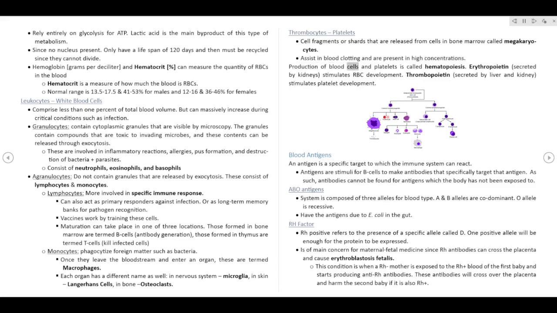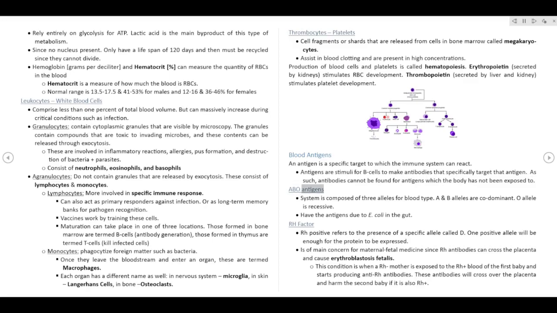Production of blood cells and platelets is called hematopoiesis. Erythropoietin, secreted by kidneys, stimulates RBC development. Thrombopoietin, secreted by liver and kidney, stimulates platelet development. Blood antigens. An antigen is a specific target to which the immune system can react. Antigens are stimuli for B cells to make antibodies that specifically target that antigen. As such, antibodies cannot be found for antigens which the body has not been exposed to.